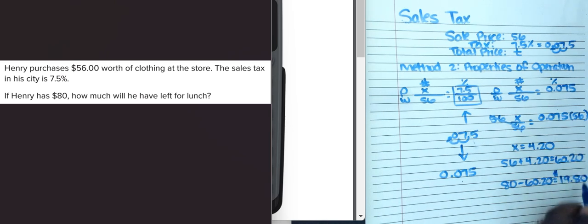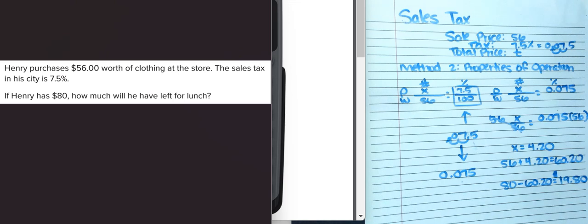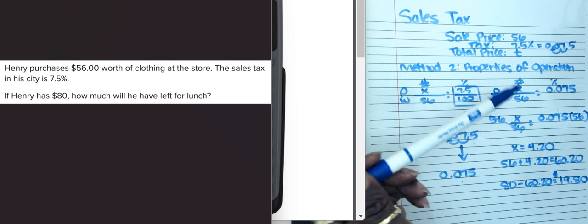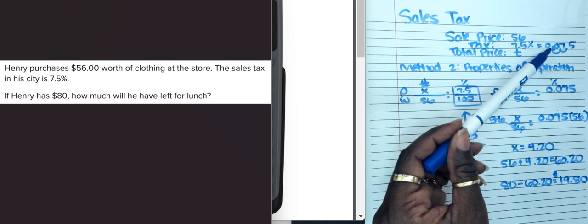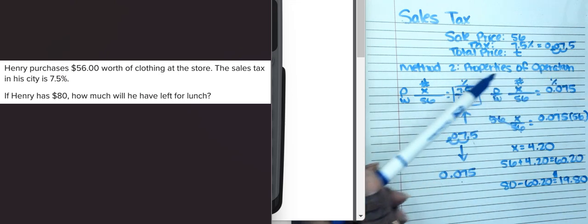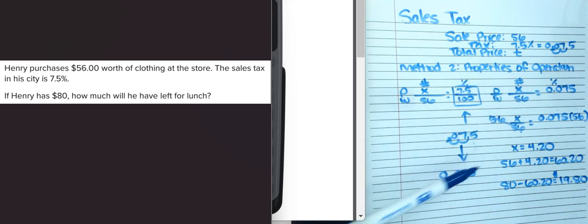And then you need to add a 0 so that you know we're talking about dollars and cents. So $19.80 is what he has left. In future examples, you're going to start seeing me start to write my percentages this way when we talk about the properties of operation. So I just wanted to show you guys how it works and why we're doing what we're doing. So I hope that helps.